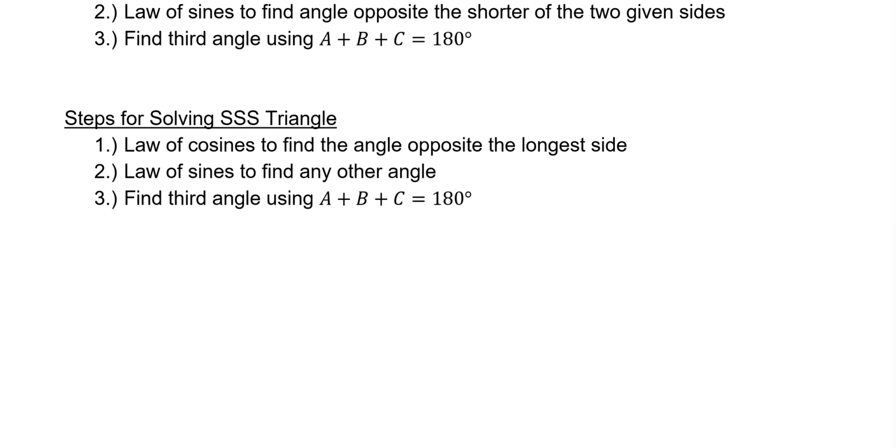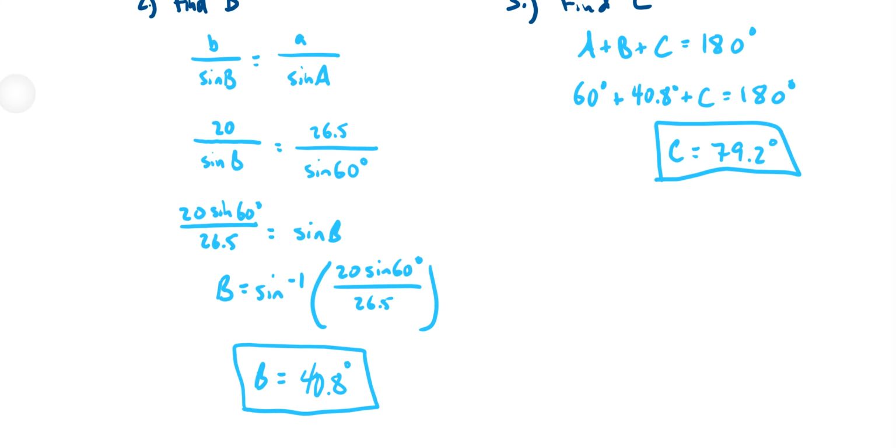So what I would do for this is side, side, side. Just know law of cosines opposite the longest side. And then after that, you can probably figure out what you have to do. Just know that it doesn't matter what you do. There's no weird order that matters. You just have to find the other two angles. And you know that we can use law of sines, and then we know that we can use A plus B plus C equals 180.